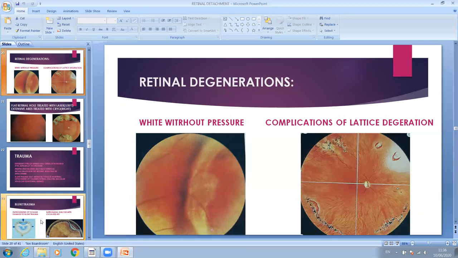This is the white without pressure. You can see the area, with the blood vessel going over it, and this is also considered as one of the predisposing lesions.